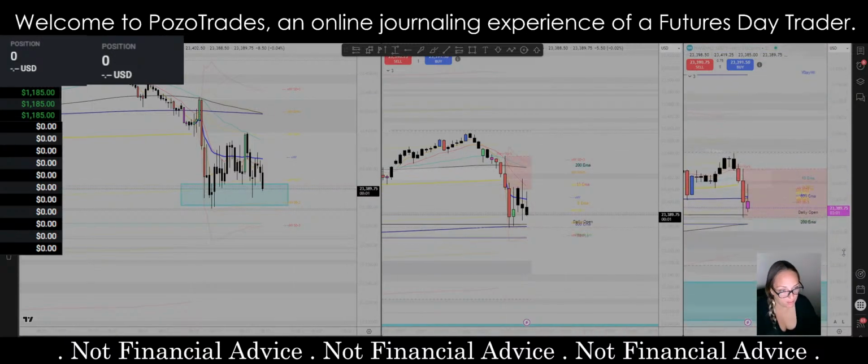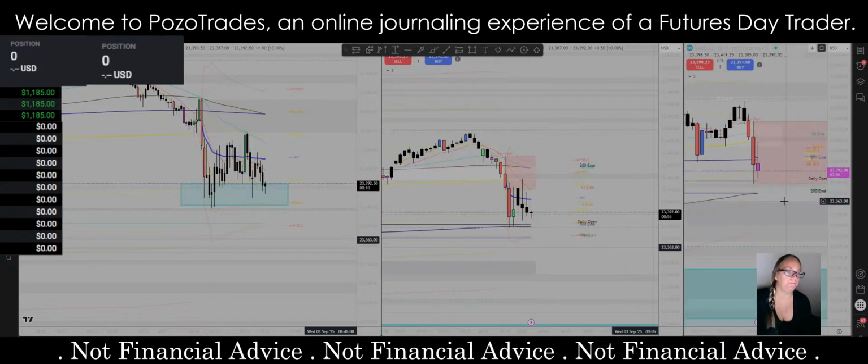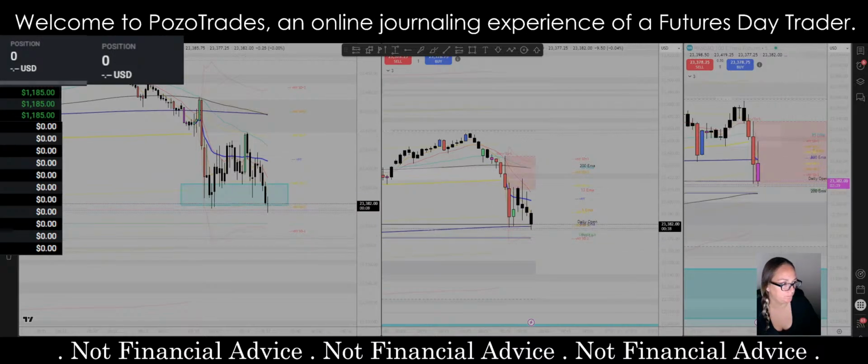Okay, this is actually lining up. If this finishes, we have... Oh, there's still 3 minutes left. Okay, let's see if they hold the daily open or not. We pinned it. This looks like we're gonna push down. Daily open, what are you gonna do?